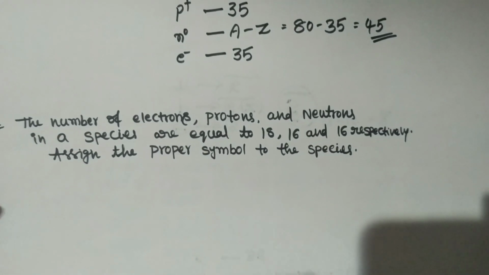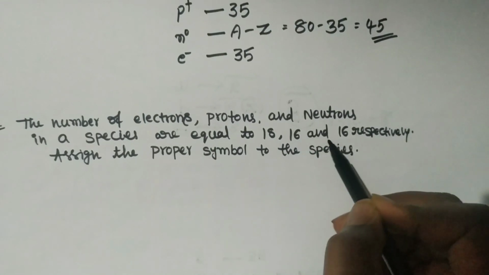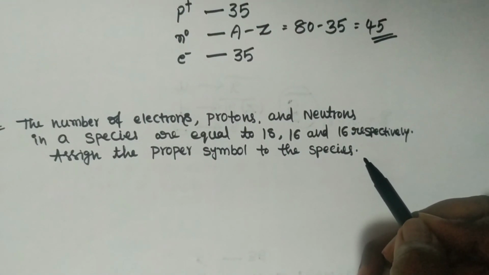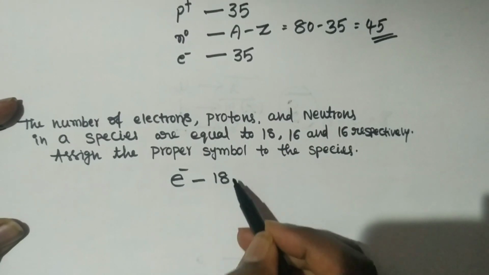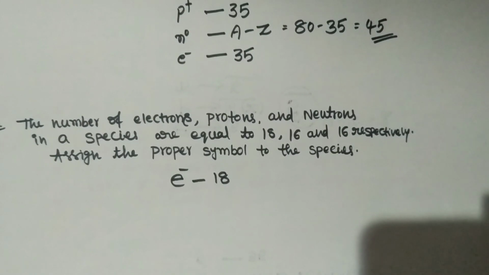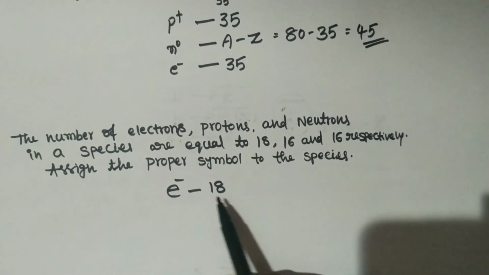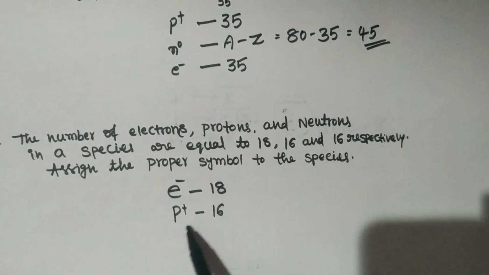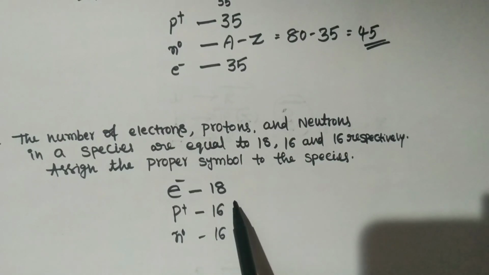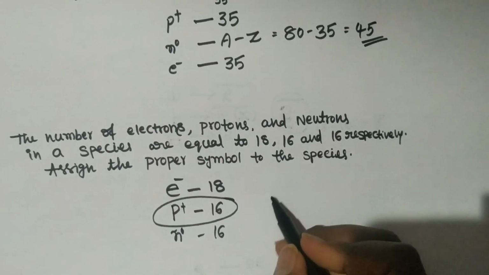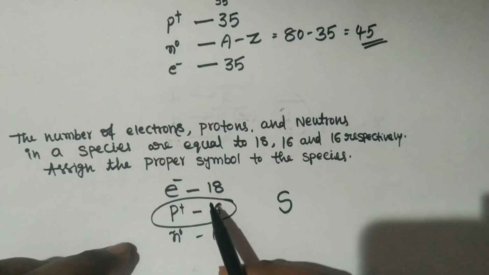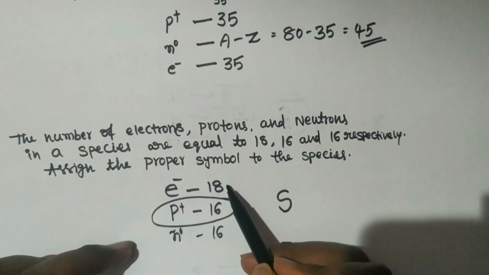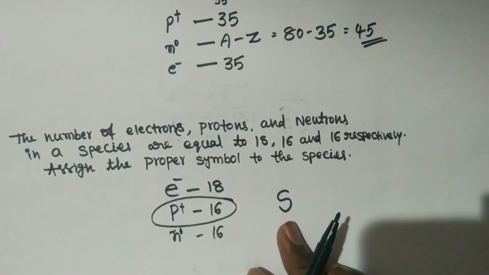One more question. The numbers of electrons, protons and neutrons in a species are equal to 18, 16 and 16 respectively. Assign the proper symbol to the species. Now we can write what they gave: electrons 18, protons 16 and neutrons 16. Protons number is the atomic number, so the element with atomic number 16 is sulfur. But this is not the correct answer, because the electrons number is 18 and protons number is 16; both are not equal.